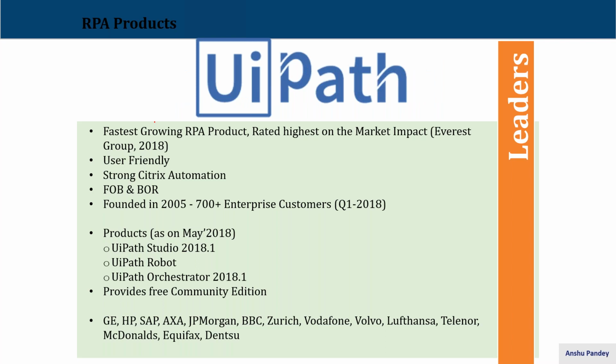UiPath is the third most popular one, and the one that we're going to see a very detailed demo of tomorrow. It's an RPA product with good market impact, user-friendly, and supports both front office robots and back office robots. Products include UiPath Studio, UiPath Robot, and UiPath Orchestrator. There's a free community version of UiPath for personal users. The companies include GE, HP, SAP, AXA, JP Morgan, BBC, Zurich, Vodafone, Volvo, Lufthansa, Telenor, McDonald's, Equifax, and Dentsu.